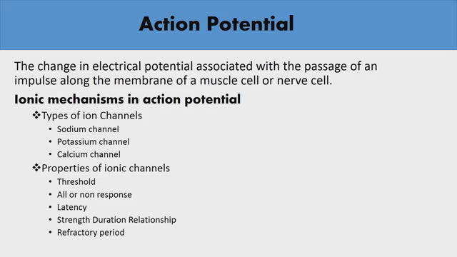Next is the action potential. Basically, an action potential is a change in the electrical potential associated with the passage of an impulse along the membrane of a muscle cell or a nerve cell. If we talk about the ionic mechanism in the action potential, we will discuss the types of ion channels and the properties of ionic channels. There are three types of ion channels: number 1 sodium channel, number 2 potassium channel, and number 3 calcium channel. These three channels play important roles in various functions.